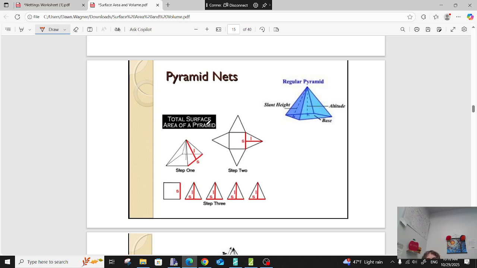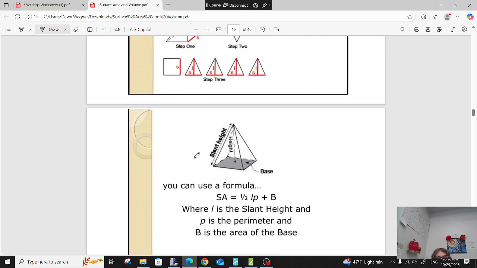Okay, pyramids. Pyramids have a base. And then you have triangles that meet up at an apex, correct? Okay, so it does give you a nice formula so you don't have to deconstruct, meaning trying to figure out all the different shapes. This one says surface area is equal to 1/2 L, and L is your slant height. That's the height outside, the one that's slanting. A lot of times they call that L.